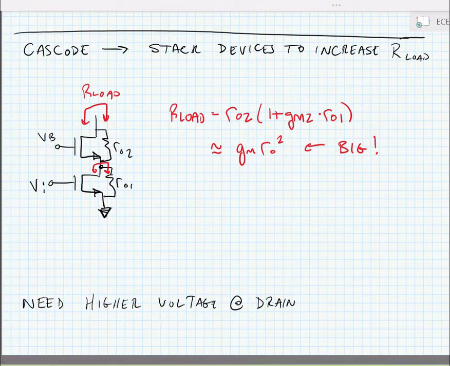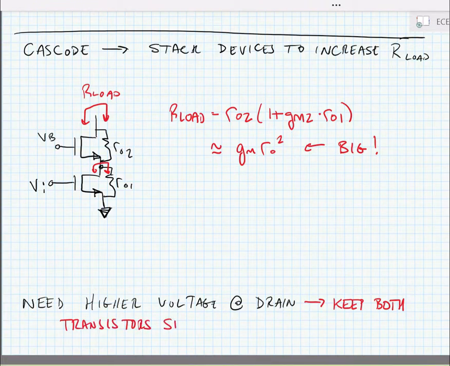But what's the drawback? Well, we now have 2 transistors that need to be saturated, so we need a higher voltage at the drain to keep both transistors saturated. And as we noted for that PMOS-based current source, we also have this VB that we're going to have to generate somehow, and we'll need a bias generation circuit for that. So we'll go ahead and stop there for the day, and we will pick it up in the next lectures that will talk about how we're going to generate those bias voltages.